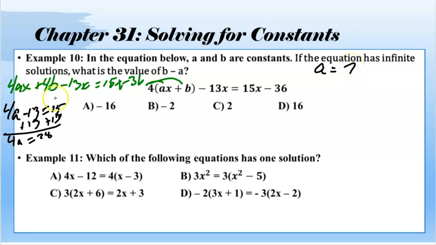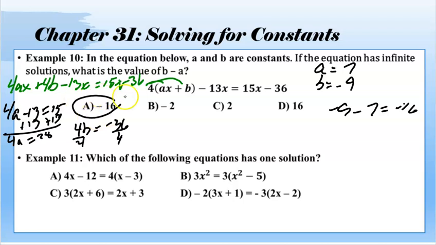Now to find the b, I would just take the other terms. So I would have 4b has to equal negative 36. And to get b by itself, I just divide everything by 4, and b is going to give us a negative 9. So now if I take b, negative 9, minus our a, which is 7, this is going to give us a negative 16, so that would be choice A.